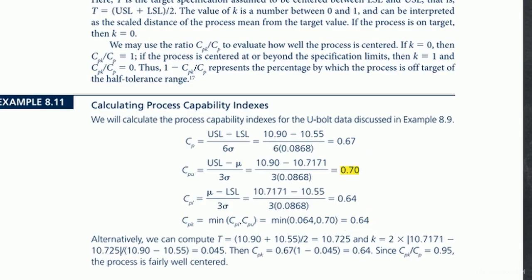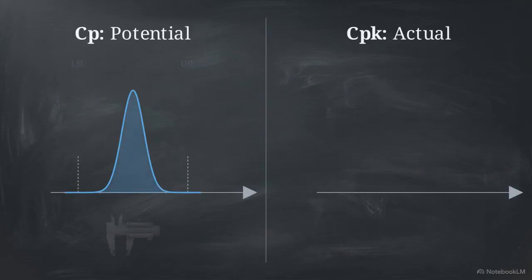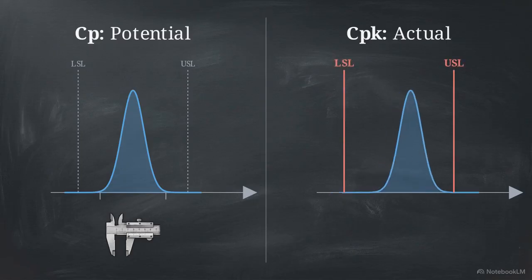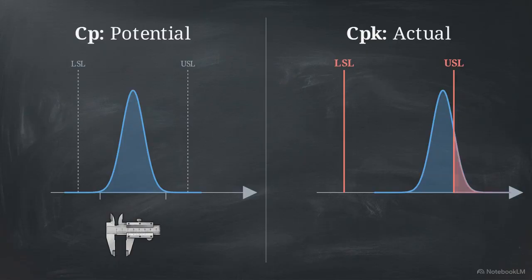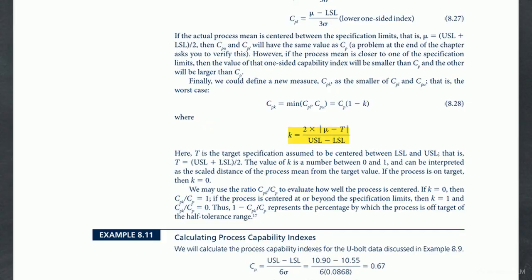Calculating the one-sided limits reveals a CPU of 0.70 and a CPL of 0.64. Taking the minimum yields a final CPK value of 0.64. While CP suggested the process had potential, CPK proves the actual performance is failing because it punishes the process for being off-target. To quickly quantify exactly how far off-target a process is, we use the K-value formula.